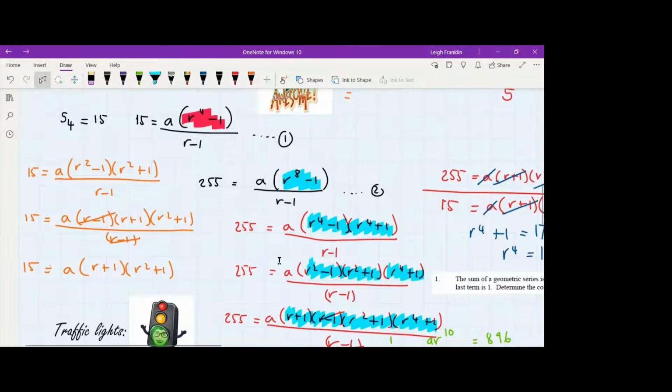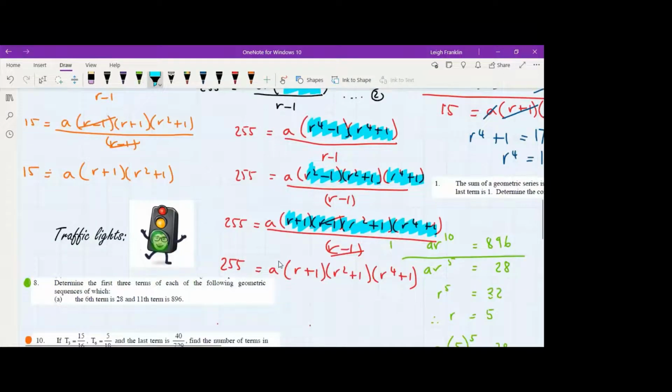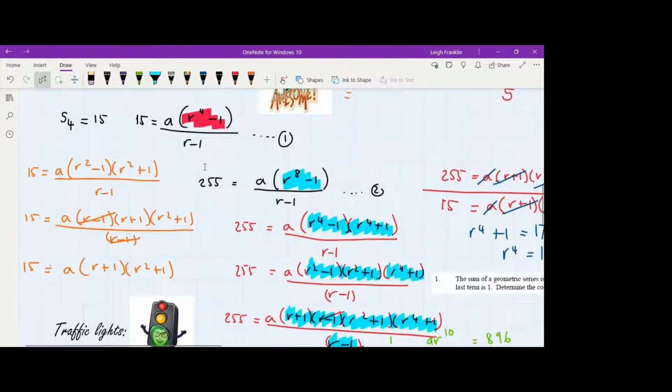And then I could cancel what was at the bottom, the r minus 1, with the r minus 1 at the top. So that left me with A multiplied by what was left over. So that was r plus 1 times r squared plus 1 times r to the power of 4 plus 1. So essentially, each of those brackets just functions as a coefficient. Then on this side over here, the exponents were a little bit smaller, so it was a little bit easier for me to work with.